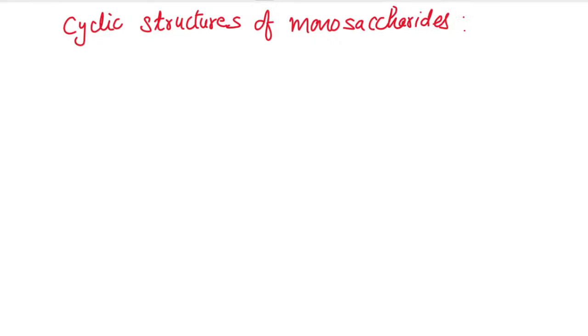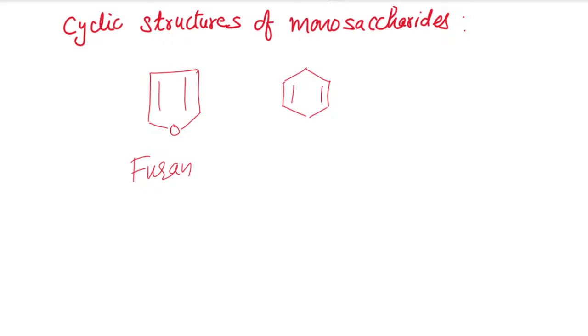So in cyclic structure of monosaccharides, there are two forms actually, hemiacetal forms. First is furanose. This is furan, 5 membered. And other is pyran. Okay, furan and pyran. Now see, in monosaccharides they contain number of hydroxyl groups, aldehyde group or keto group.